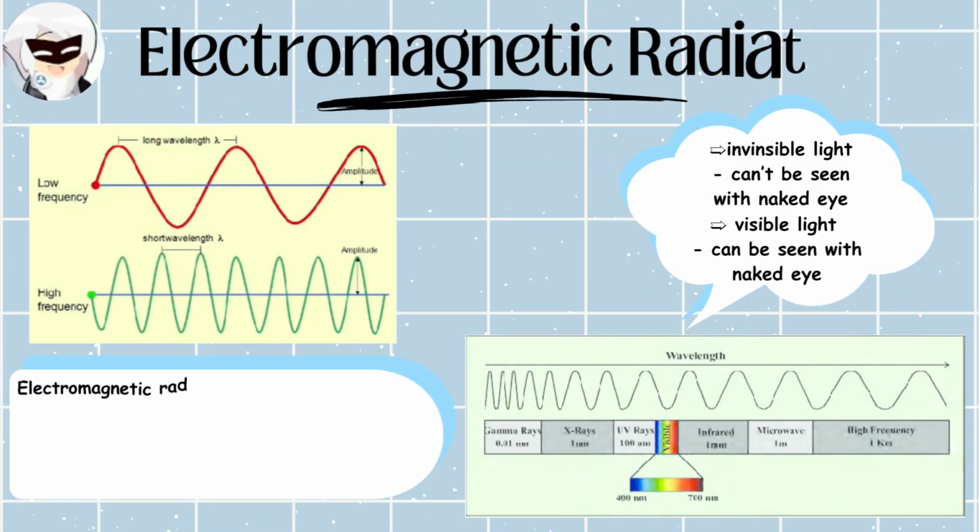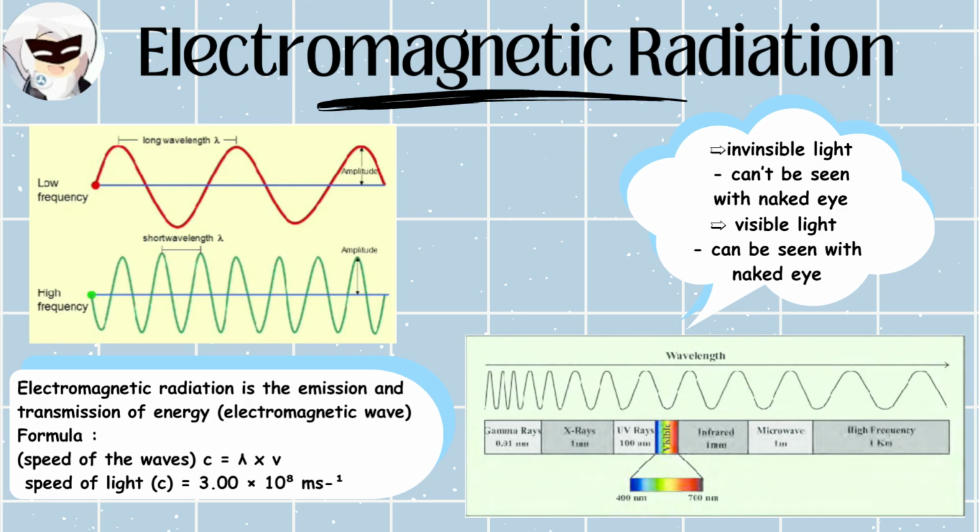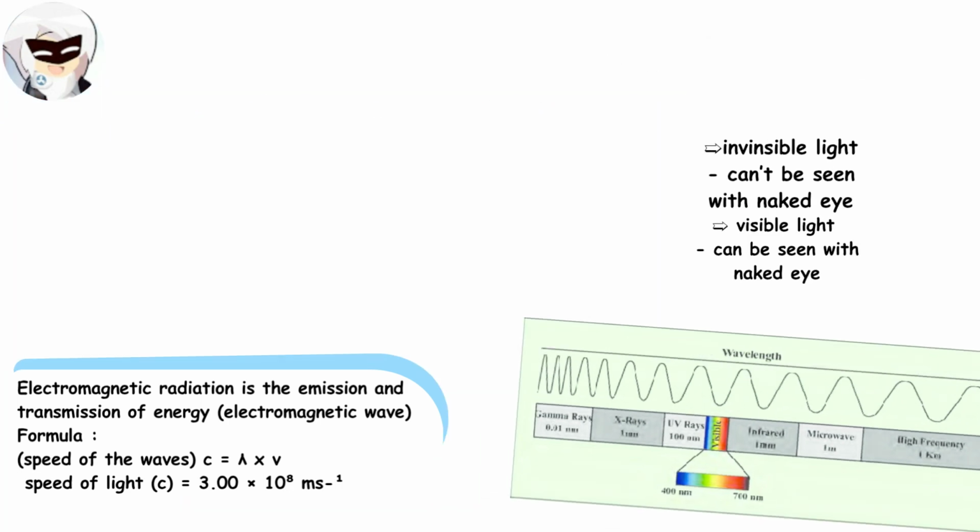Electromagnetic radiation is an energy that travels through space as waves. It doesn't need a medium like air or water to travel. It can move through a vacuum. There are two types of light: invisible light, which cannot be seen with the naked eye, and visible light, which can be seen with the naked eye. Electromagnetic radiation is the emission and transmission of energy, an electromagnetic wave. Formula: speed of waves c equals lambda times v. Speed of light c equals 3 times 10 to the power of 8 meters per second.